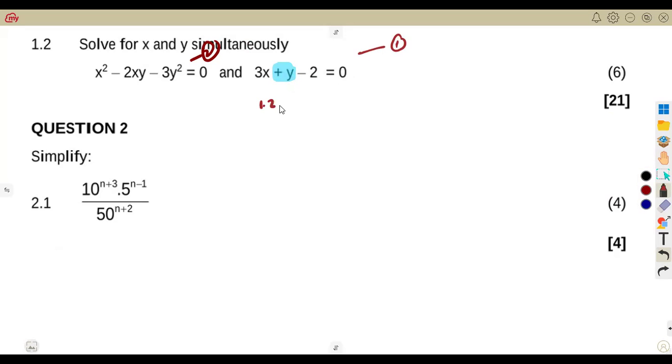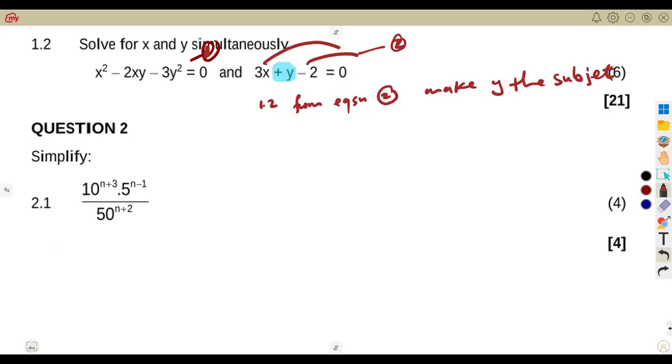So that's 1.2. From equation 1, this is equation 1. This is my equation 2. Do not worry. So from equation 2, make y the subject. It is easier for me to make y the subject. So I'm going to take the x to the other side, the minus 2 to the other side. So it means y is equal to 3x.